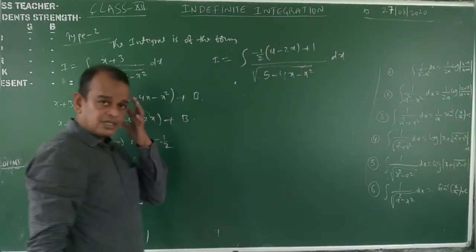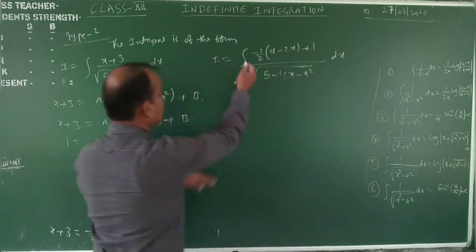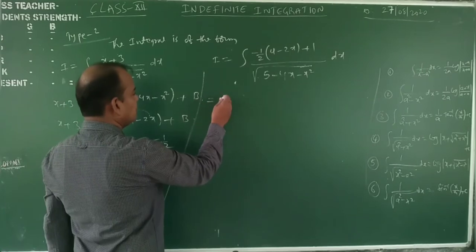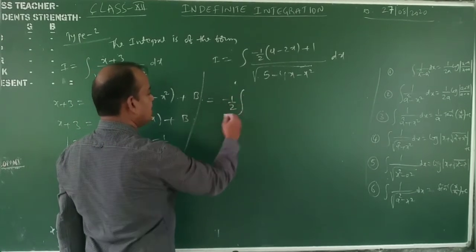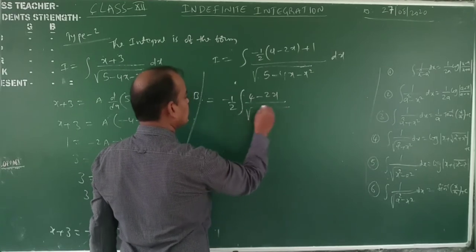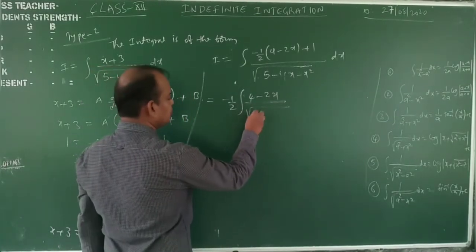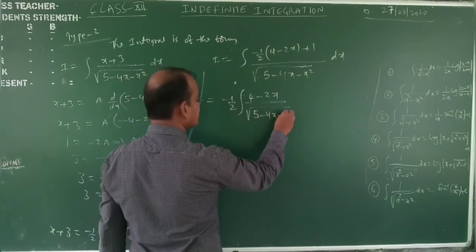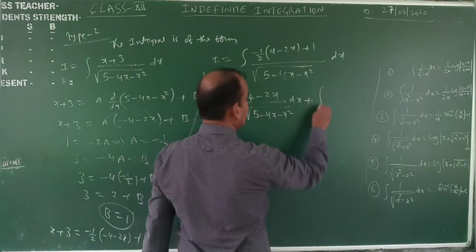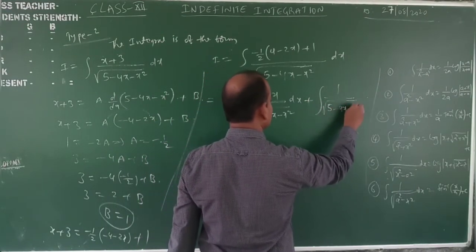Now what is the next step? Separation. This one by this one plus this one by this one. What happened? Minus 1 by 2 right in front: integral of (4 minus 2x) by root over 5 minus 4x minus x square dx, plus integral of 1 by root over 5 minus 4x minus x square dx.